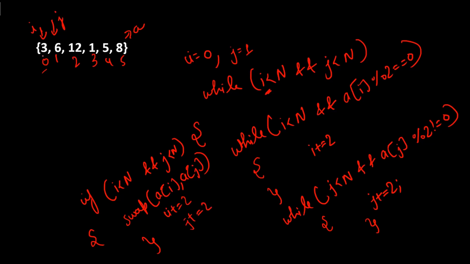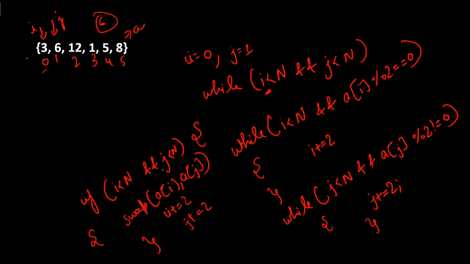So what we are doing, see, let's refer to this array now. So i value is 0, j value is 1. So 0 is less than n, which is what? 6. 1 2 3 4 5 6, right? So i is less than 6 and a of i is what? 3. 3 mod 2 is not equal to 0. We will come out of this while loop. Next we will check for this j. So 1 is less than 6 and a of 1 is what? 6. 6 mod 2 not equal to 0. This condition is false. We will come out of the loop.